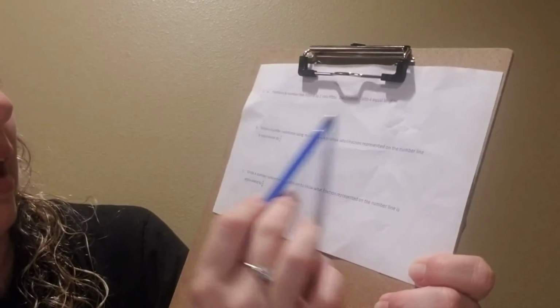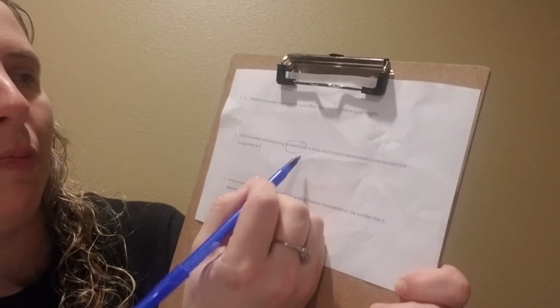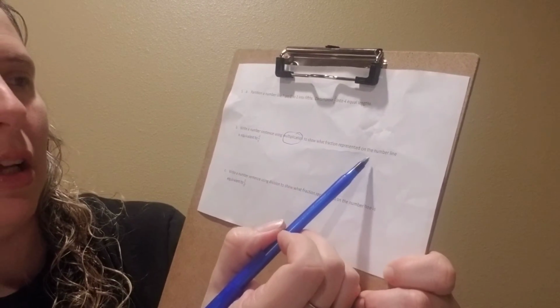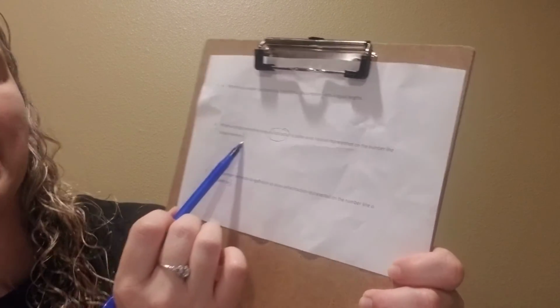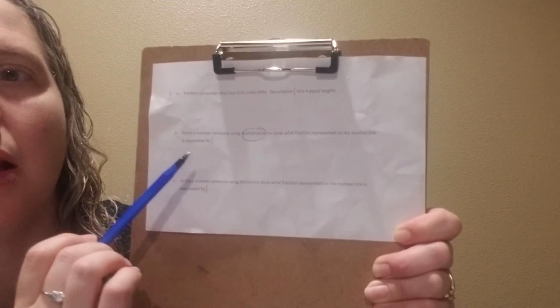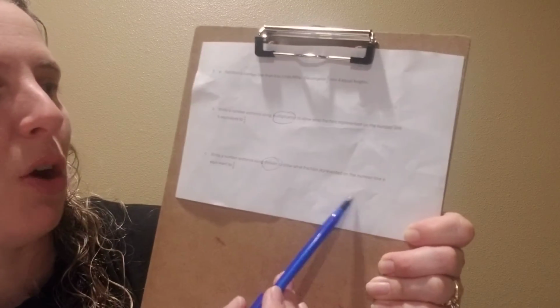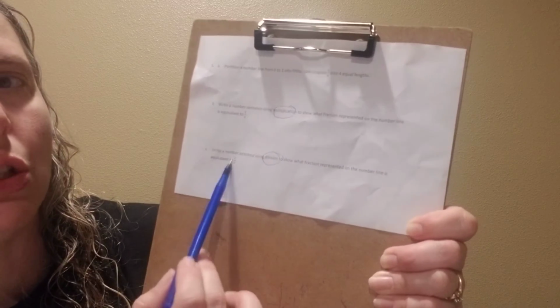So you're going to draw that here and then write a number sentence using multiplication here to show what fraction represented on the number line is equal to 2 fifths. Once you break it down, you'll have another set of fractions. Okay, use a multiplication sentence to show that. And then use a division sentence to show how you can simplify it back to 2 fifths.